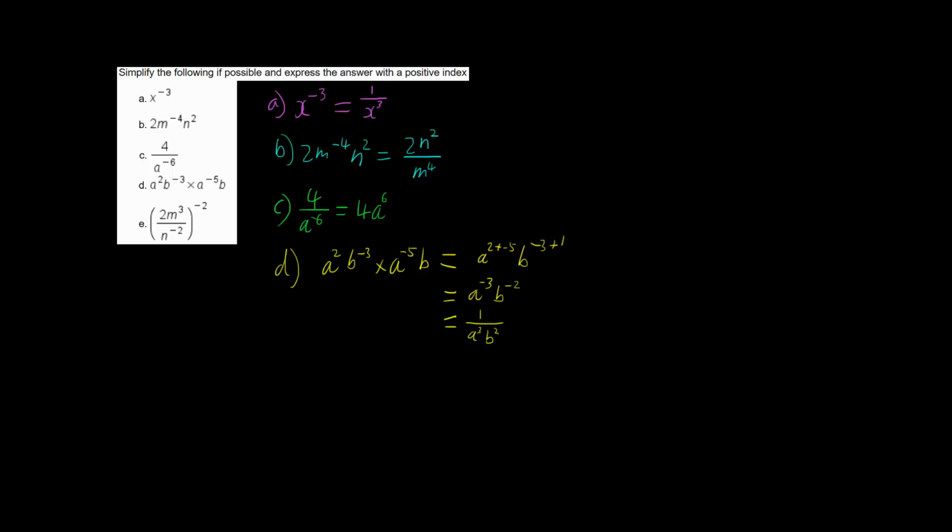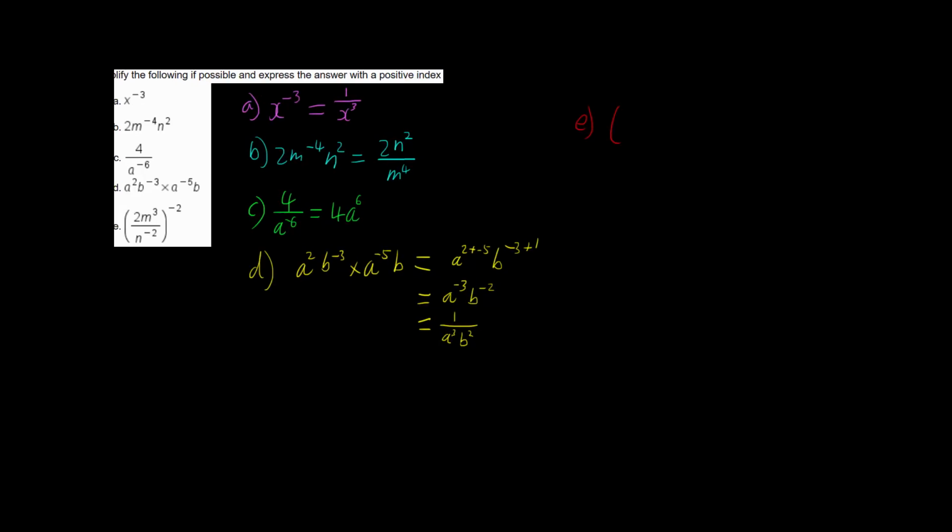And finally, part E. So I'm going to do part E over here. Part E, we have 2m cubed over n to the negative 2, all to the power of negative 2. So the first thing we need to do is get rid of this big negative 2 around the outside, and that means raise everything on the inside to the power of negative 2. So we're going to have 2 to the negative 2, m cubed to the negative 2 over n to the negative 2, all to the power of negative 2.